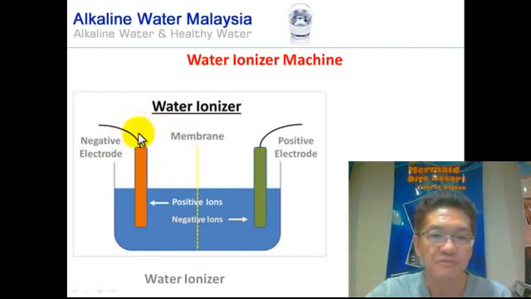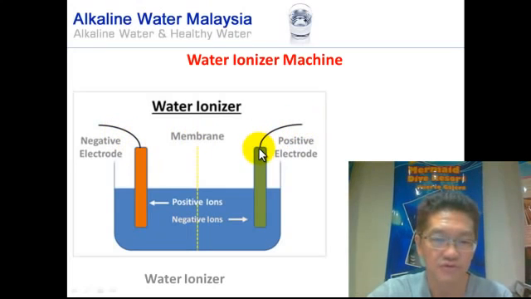In one of the chambers, you have a negative electrode. In the other, you have a positive electrode. And electric current is applied to the electrodes. When the current is applied to the electrodes, what happens is the positive ions will be attracted to the negative electrode, and the negative ions will be attracted to the positive electrode.